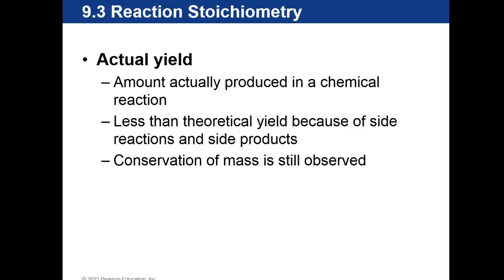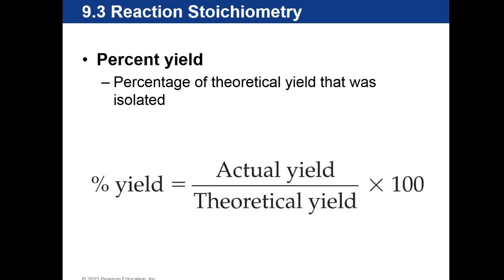The actual yield is the amount actually produced in the chemical reaction. Usually it's less than the theoretical yield because of side reactions and side products, but conservation of mass would still be observed. So then that gives us our percent yield. We're going to do this in lab this week, or if you're watching this after the lab, you've already done this. So hopefully this will either get you ready for the lab, or after you do your lab, it'll all come together and make more sense now. Our percent yield is the actual divided by the theoretical times 100.